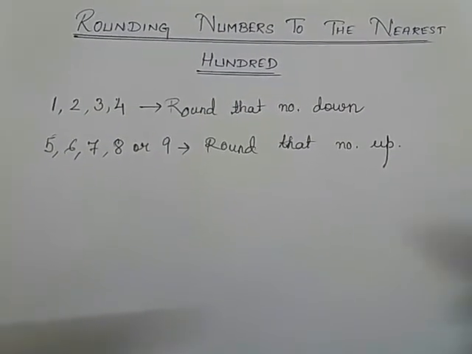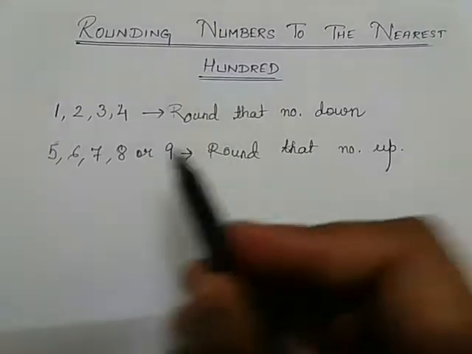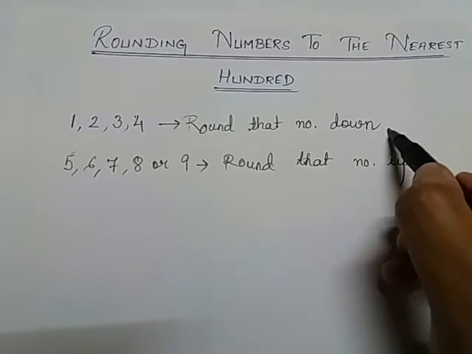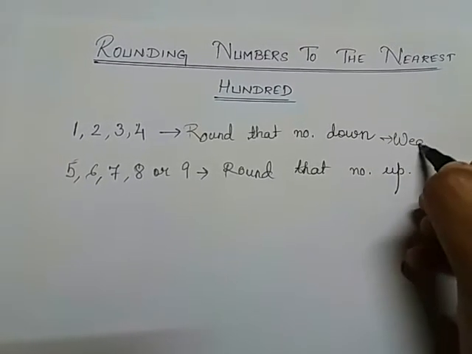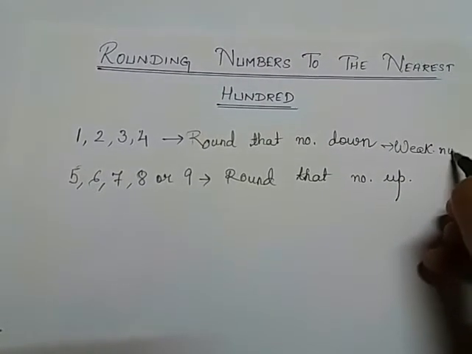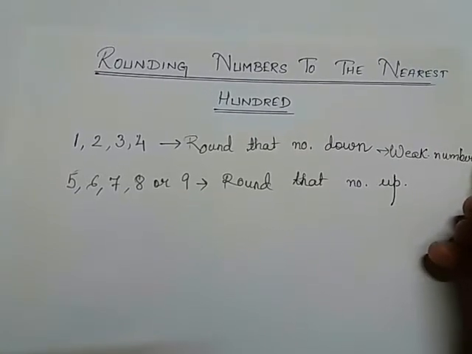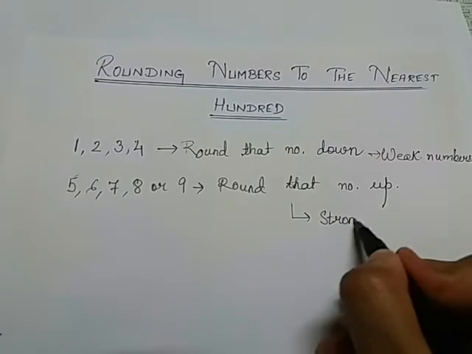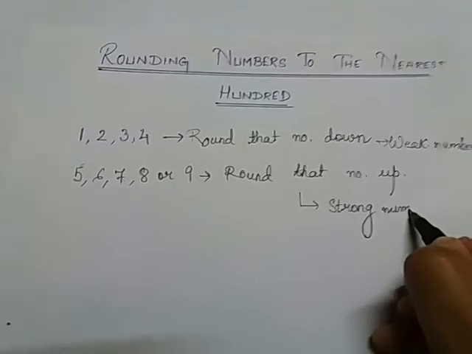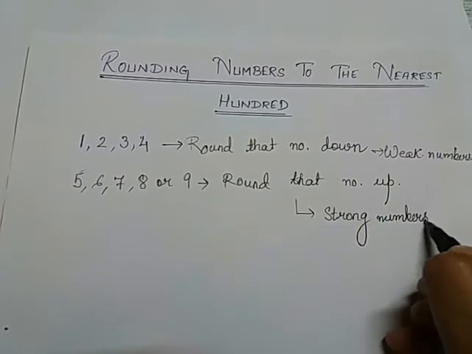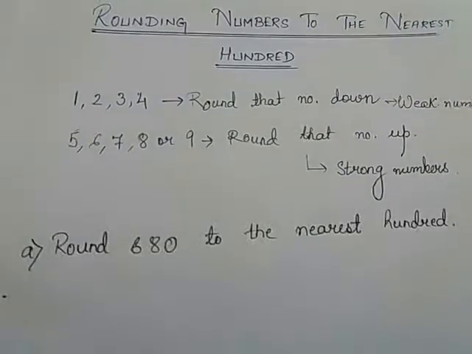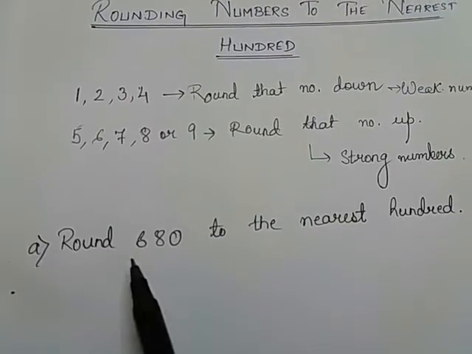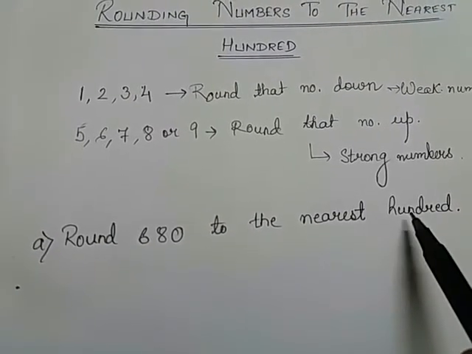Now, for our convenience, let's give a name to these two groups. Let's give this group the weak numbers or weaker numbers, and let's call this group the strong numbers or the stronger group. Now let's begin. Let's say we want to round this number, that is 680, to the nearest hundred.